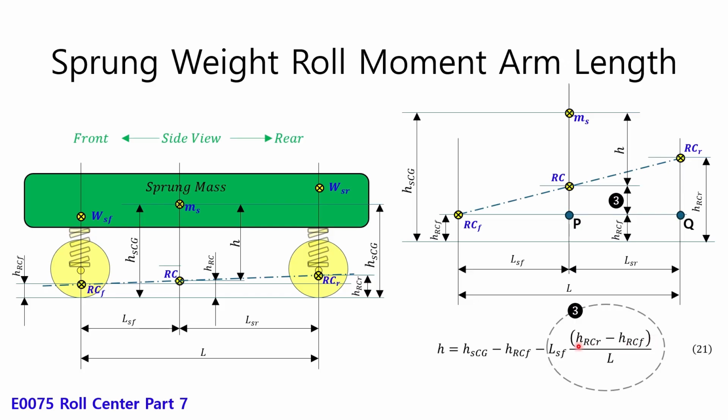Therefore, the length from point P to RC, represented by 3, can be expressed as the third term in equation 21. Finally, the height h is the sprung center of gravity height HSCG minus the front roll center height HRCF, and then the length 3 is subtracted from here, so it can be expressed as in equation 21.